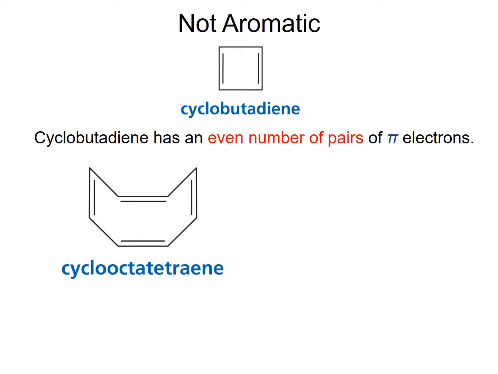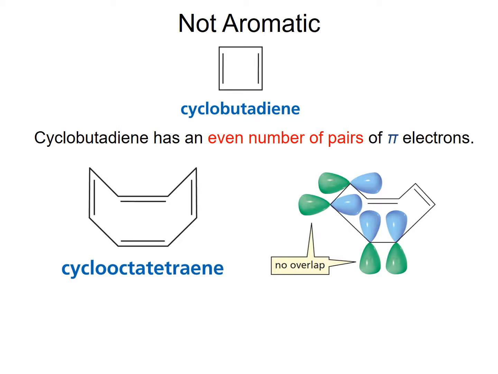Cyclooctatetraene. Here we have, again, 4 double bonds, meaning an even number of electrons. In addition, at this point, pretty much anything between 8 and 11 carbons sometimes is tough to get to be planar. So these p orbitals do not overlap.